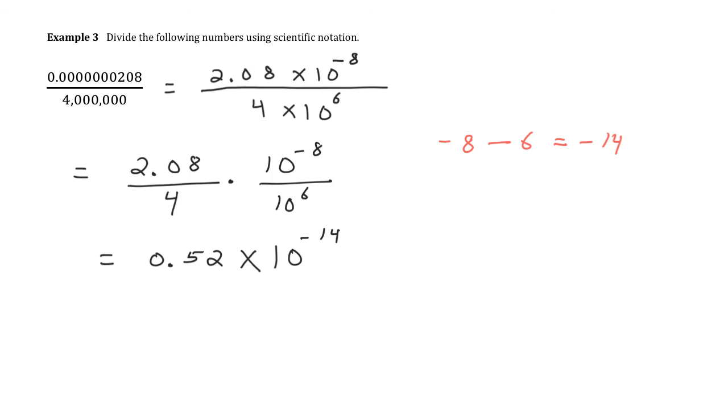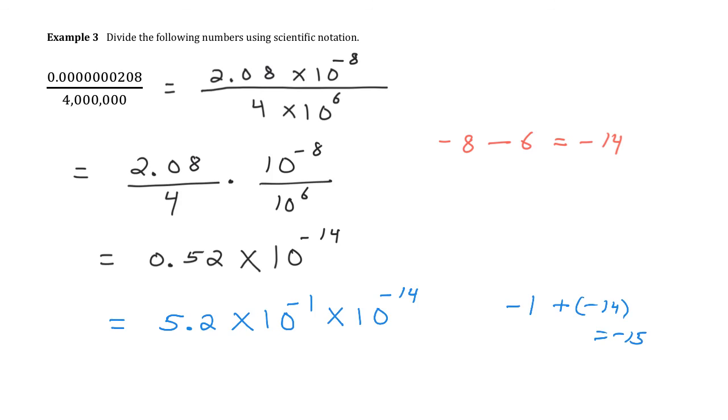So again, we're running into this problem of, well, I want it to be 5.2, not 0.52. But to fix this, I'll put in 5.2, the number that I want, and just note that I have to multiply that by 10 to the negative 1. I'd have to move the decimal point one place to the left to go back to 0.52. And if I copy down the 10 to the negative 14th, I can now add those two exponents together, give me negative 15. And this is my final answer, 5.2 times 10 to the negative 15th power.